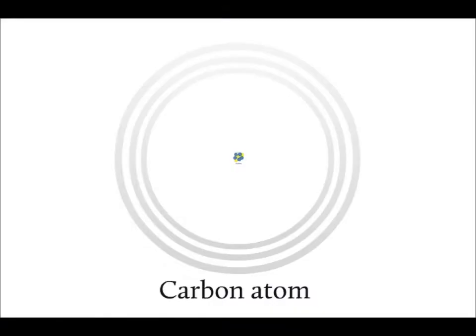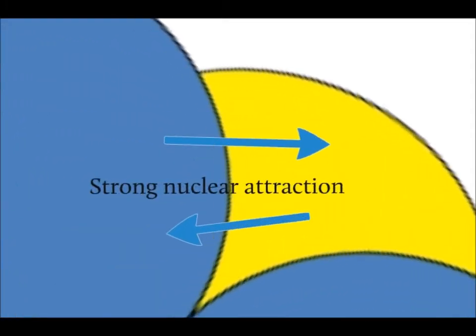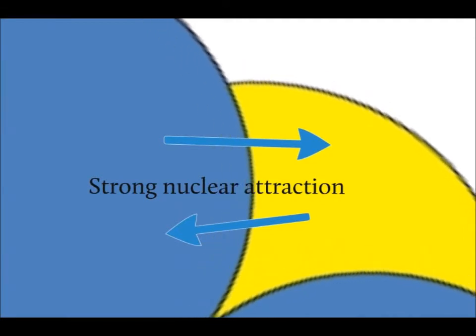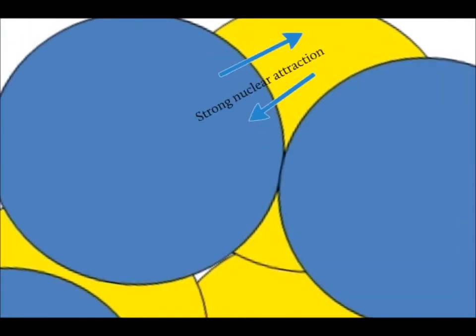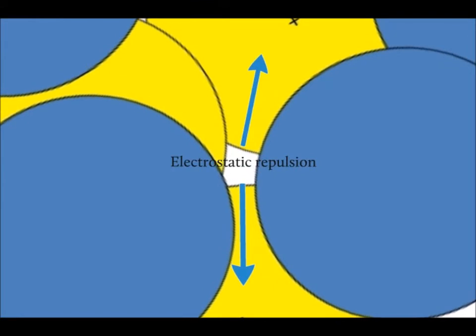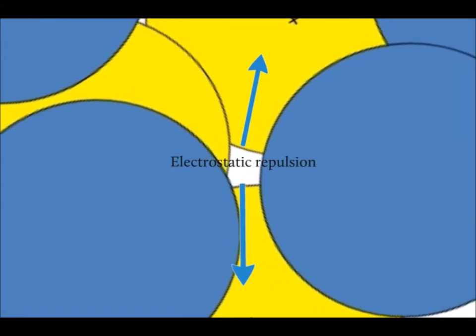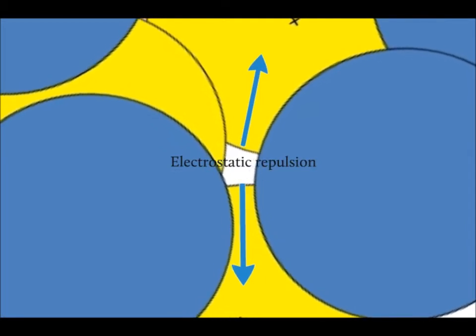So here we are looking at the carbon atom, and we can see the electrons around the outside and the nucleus in the middle. Looking at the nucleus, it seems to be wobbling backwards and forwards. Now, to find out why, we need to understand there are two things going on inside. The first thing is that all the neutrons and protons are being pulled together by a strong nuclear attraction. However, all the protons are being pushed apart by electrostatic repulsion. So you've got one set of forces pulling them together, one set of forces that's pushing the particles apart.